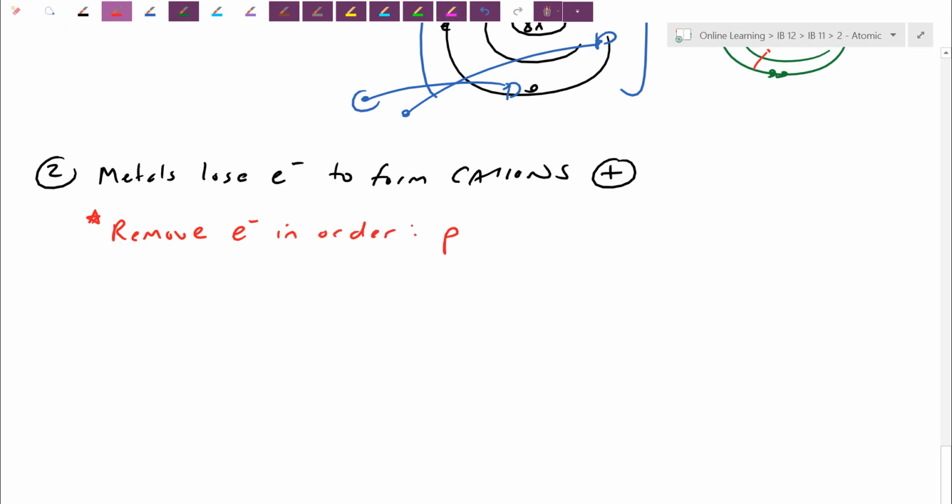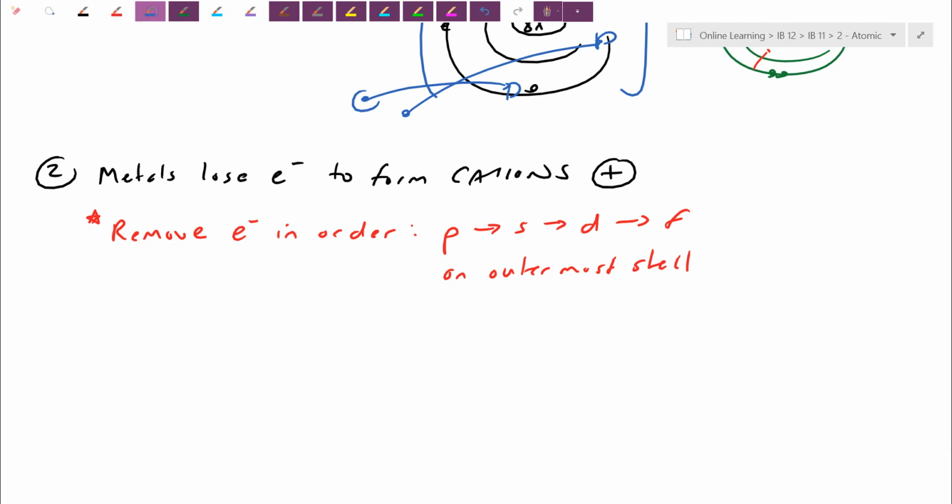P first, then S, then D, then F. Although the caveat here is it has to be on the outermost shell. Like layers of an onion, you cannot touch any inner layers until all the outer layers have been shed. Usually this is going to be the highest energy layer. There are times that it's not.